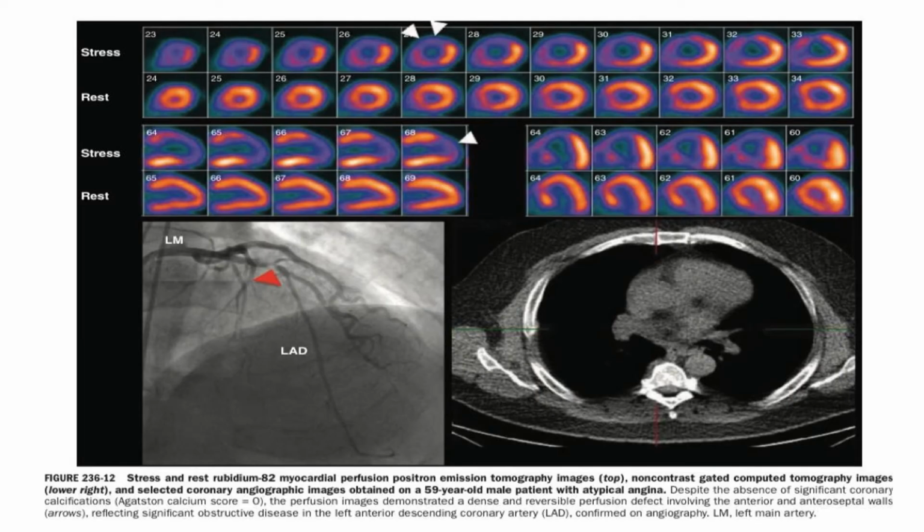This is a PET scan done with rubidium-82 tracer. It is done at both rest and at stress. Though there is no calcification, Agatston score 0, we see that during stress there is a reduced uptake in the anterolateral wall, suggesting that there might be some problem with the LAD. Coronary angiography was done and there was found to be a lesion in the LAD.